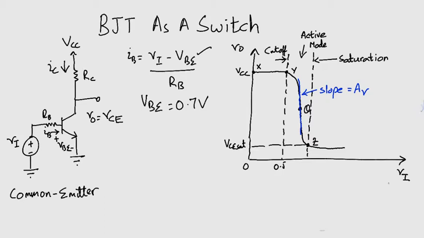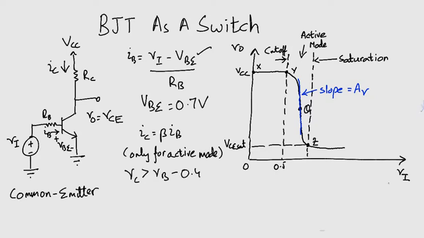Moving on, we can write the equation for IC. This is IC equals beta IB. Now note that this is only applicable when the device is in the active mode. That is, as long as the common base junction is not forward biased, the condition for which is VC should be greater than VB minus 0.4. Now we can write the equation for VC. This is same as before.